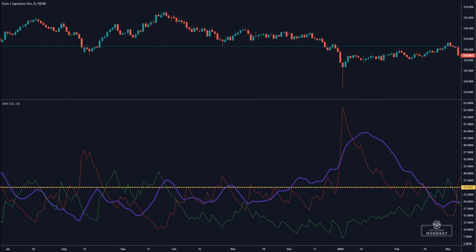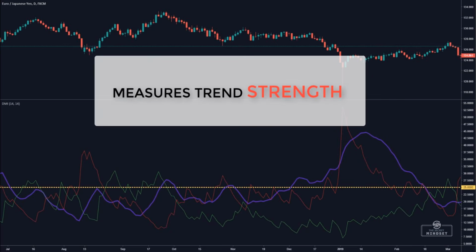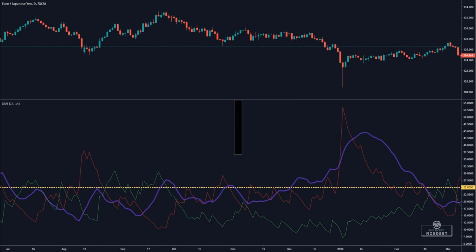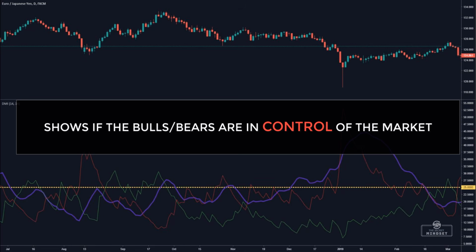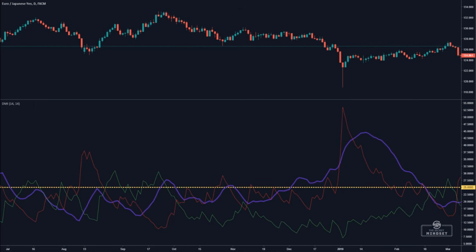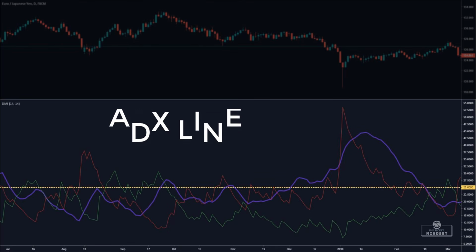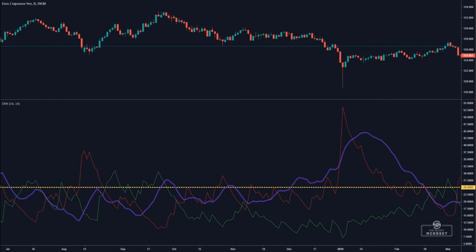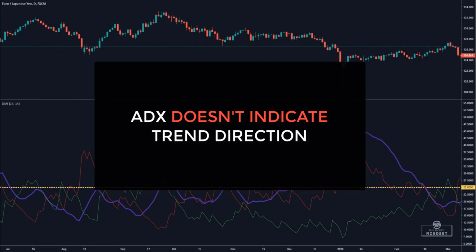The average directional movement, or shortly the ADX, is an indicator that measures trend strength and shows trend direction. Basically, the ADX tells traders where the bulls or the bears are in control of the market. The ADX is an oscillating indicator displayed as a single line, ranging from 0 to 100. The ADX only indicates the strength of the trend and does not indicate its direction.